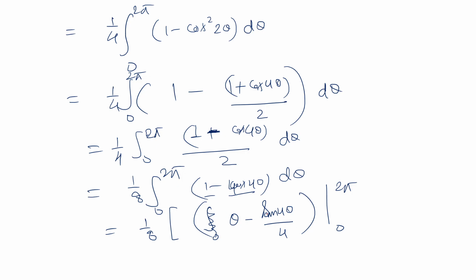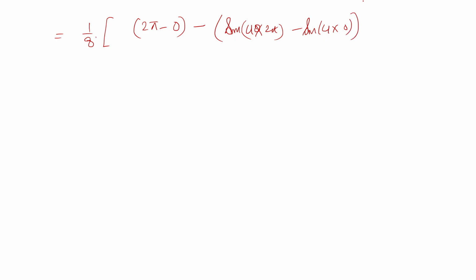Okay? So let us put the limit. So theta, how do we put the limit? Upper limit minus lower limit. So upper limit is 2 pi minus lower limit, minus sin 4 theta: 4 into 2 pi minus sin 4 into 0. Here we consider the 2 pi, this is radian, so this is 8 pi.